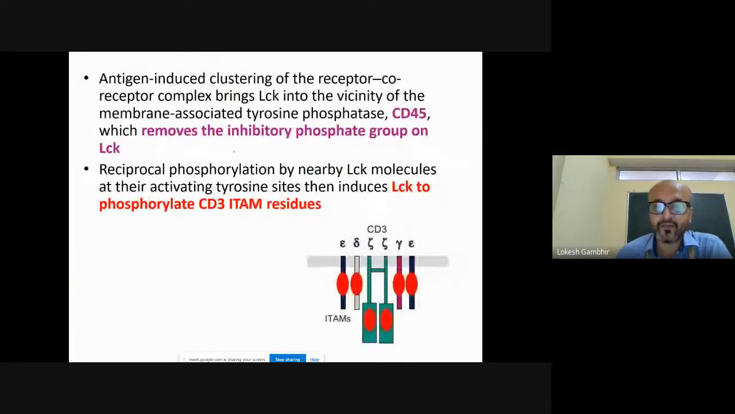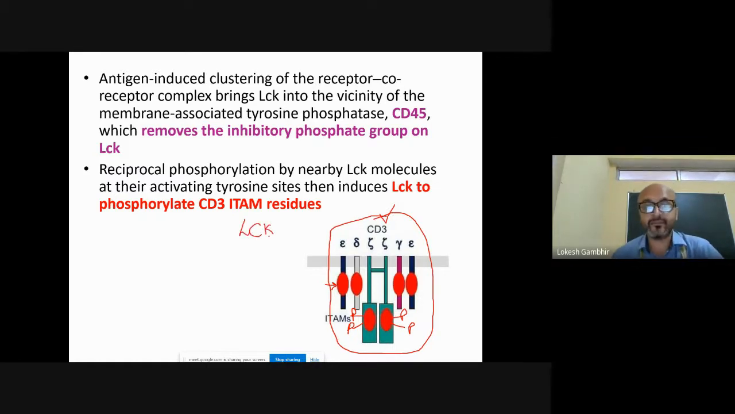Now, once it is coming into close proximity, what is the job of this LCK? The job is very simple. The CD3 molecules, I told you, contain different numbers of ITAMs. ITAMs are the motifs of tyrosine residues. Now these residues will be getting phosphorylated. Attaching phosphate residue on the ITAM motifs of the CD3 receptor is the function of LCK.